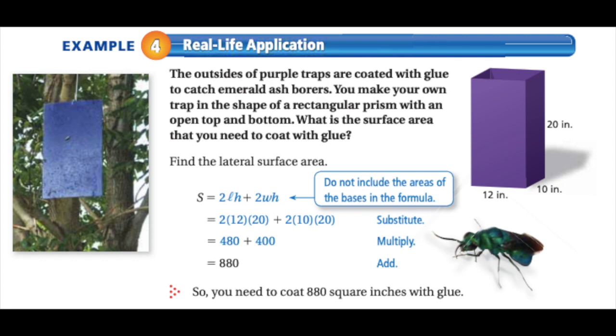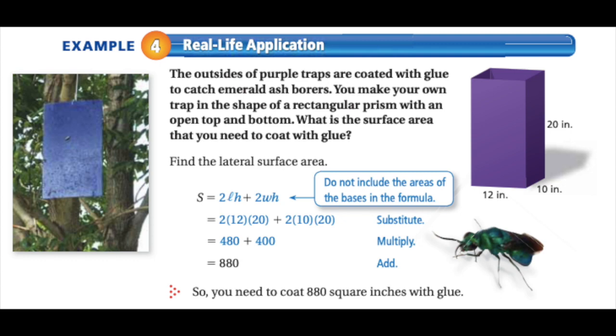Example 4 on page 358 gives us a real life example. When we look at this, make sure that you read it a couple times to make sure that you understand the problem. Basically the way this problem works is you've created some sort of bug catcher, for lack of better terms. And the trap itself is open-ended, looking at it from the top and the bottom. So there is no top and there isn't a bottom. So you only have 4 lateral sides.